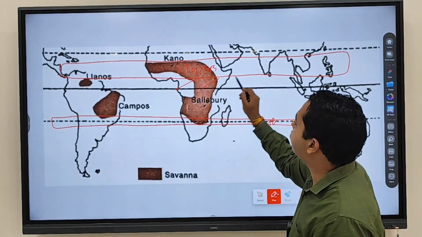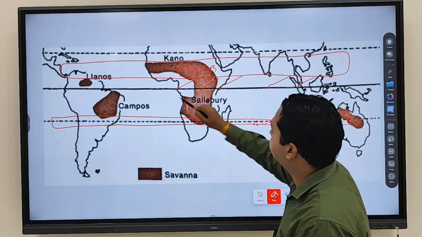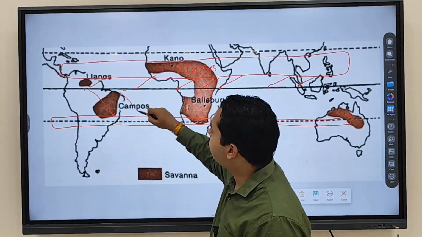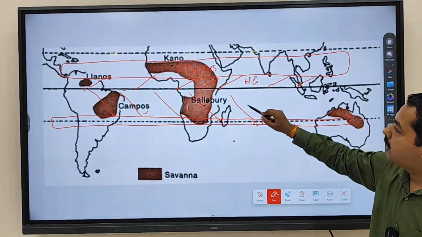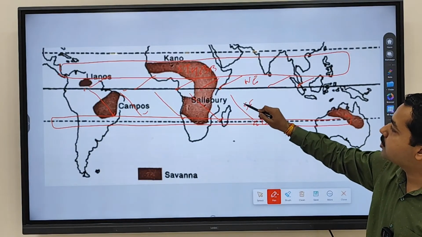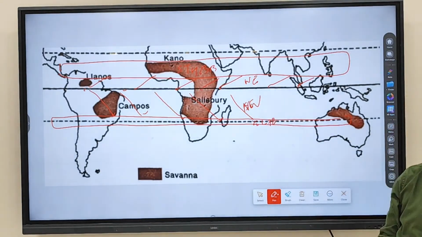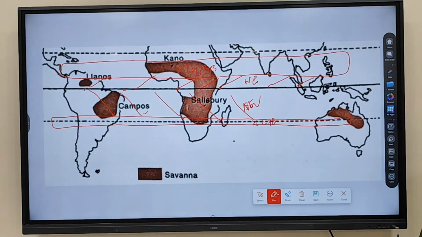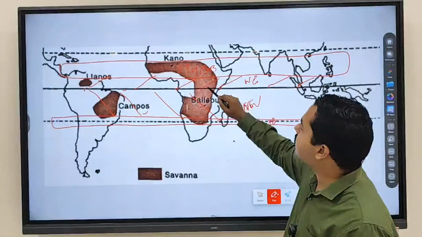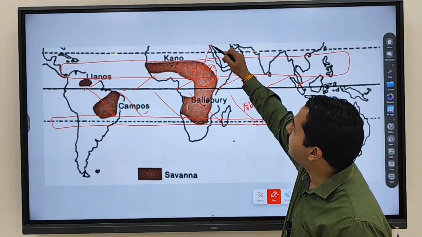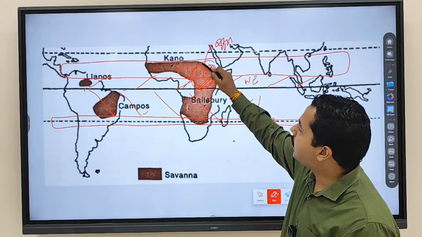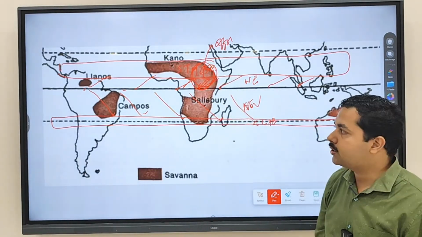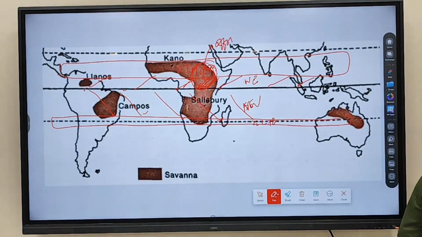So from here to here, which wind will flow? Yes, the northeast trade wind. When it crosses the equator, it becomes a northwest trade wind. So you can see this northeast trade wind is an offshore wind. It is blowing over the land, not creating rainfall in this particular region. So that's why you don't see rain in the winter season.